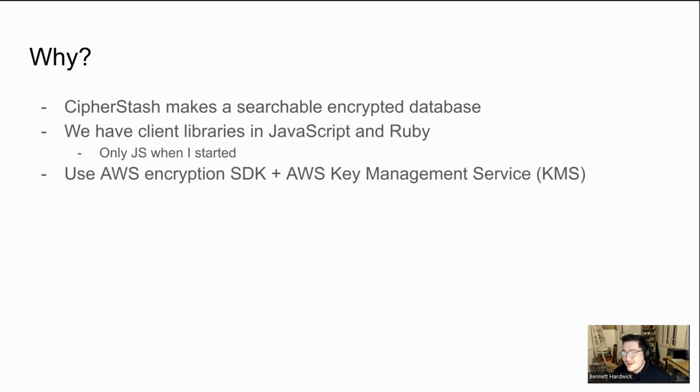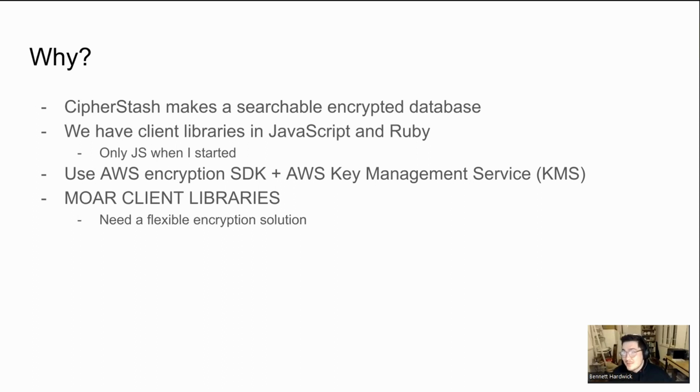So we're using this very specific client, this very specific SDK to JavaScript. And when we're thinking about adding more client libraries, we really wanted more client libraries. A certain language might not have the good AWS SDK. It may not have good bindings for all of that stuff. And so we really wanted some kind of flexible encryption solution, I suppose, for encrypting the records.